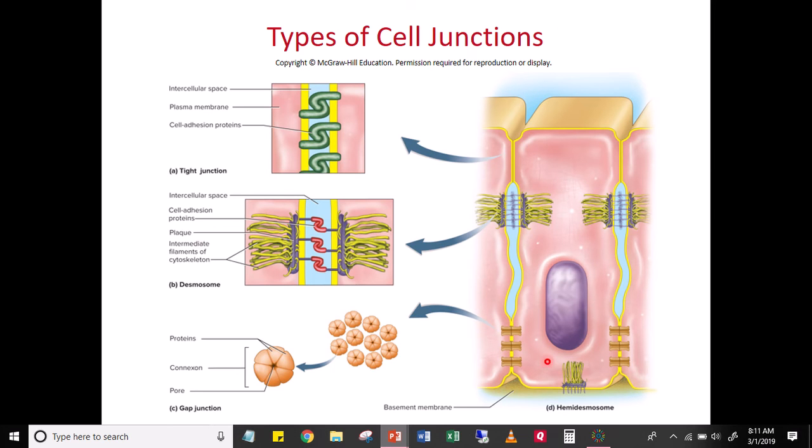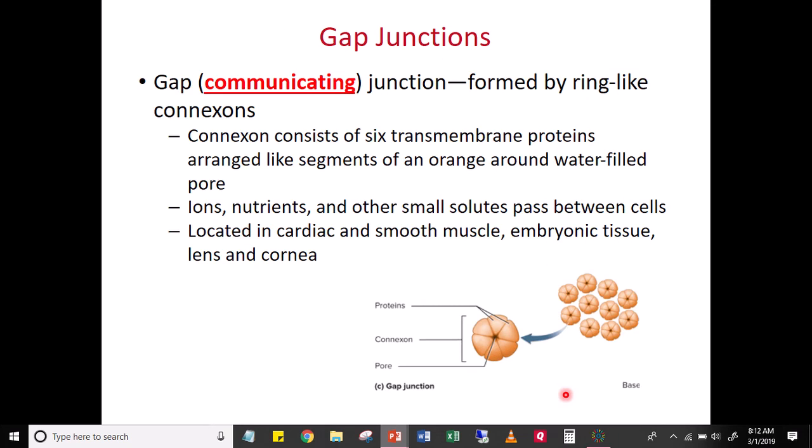On the bottom of the screen right here, we have a hemidesmosome. This hemidesmosome is going to be kind of like half of a desmosome. Hemidesmosomes typically are going to link an epithelial cell to the basement membrane underneath. And then finally, we have gap junctions.